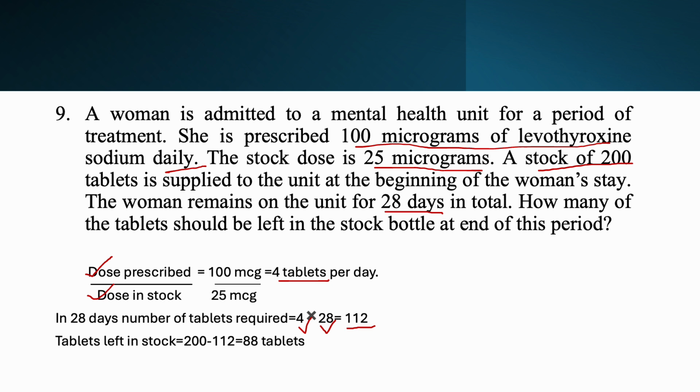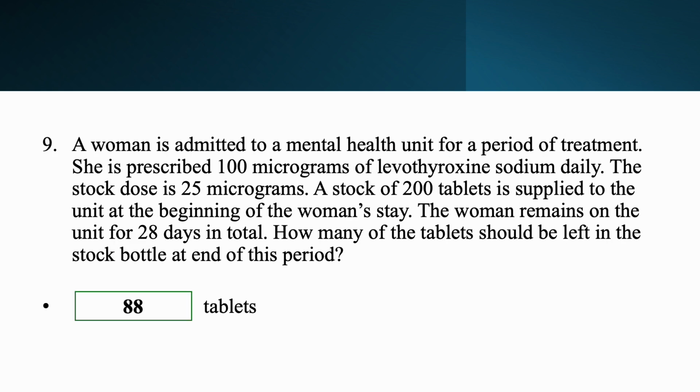So how many tablets should be left in the stock? In the beginning, 200 tablets were supplied and the patient used 112 tablets. So you have to subtract 112 from 200, and you'll get your answer, 88 tablets. So after all the calculation, you'll get your answer: 88 tablets.